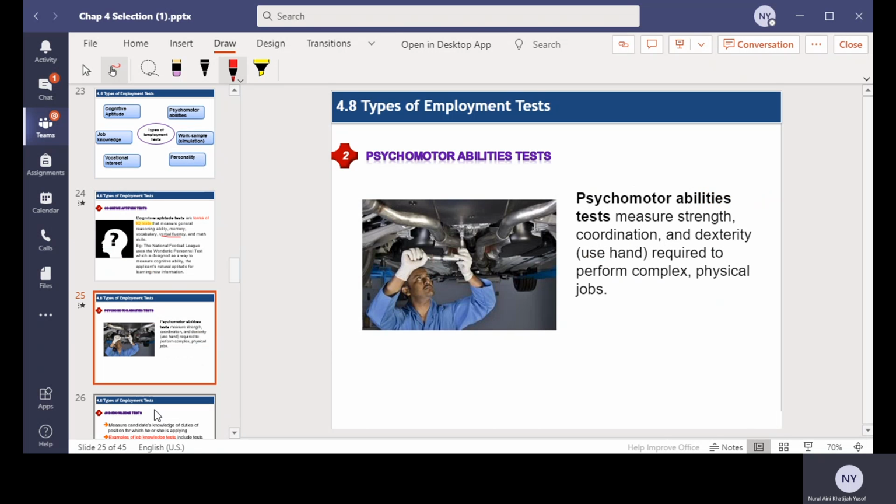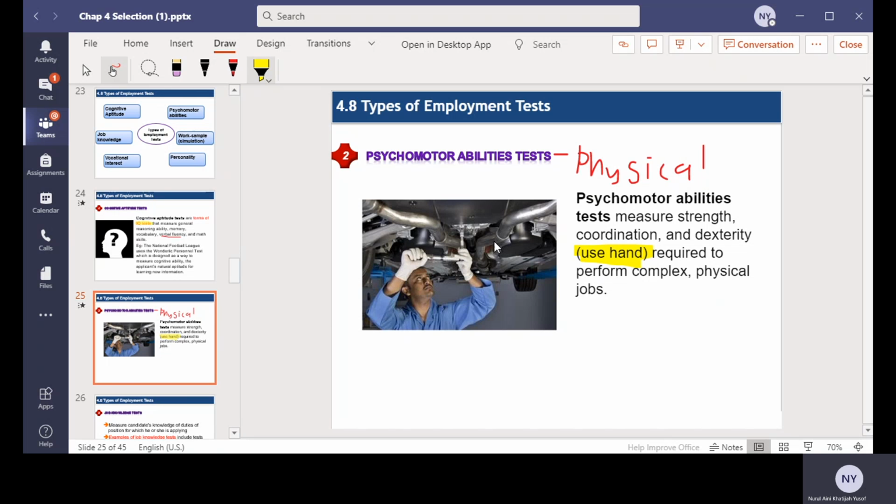The second test will be the psychomotor ability test. Psychomotor is more on physical movement testing. It measures strength, coordination and dexterity, use of the hand required to perform complex or physical jobs. So for any jobs that require the use of hands, a company can decide to conduct this test for their candidates.